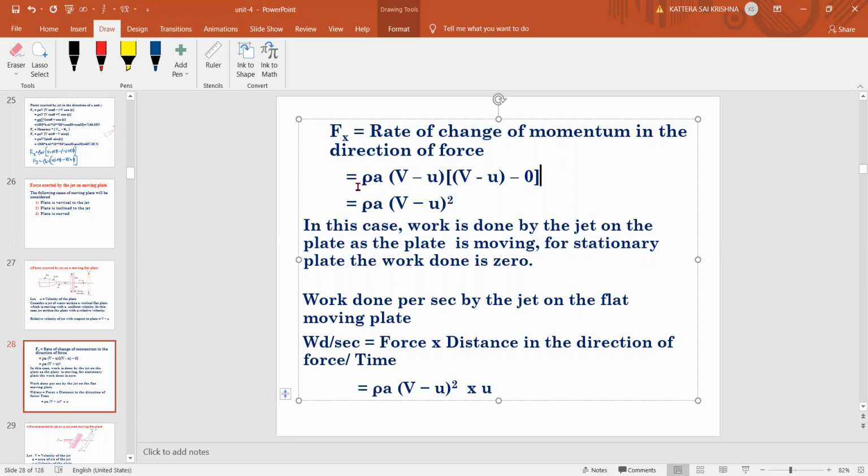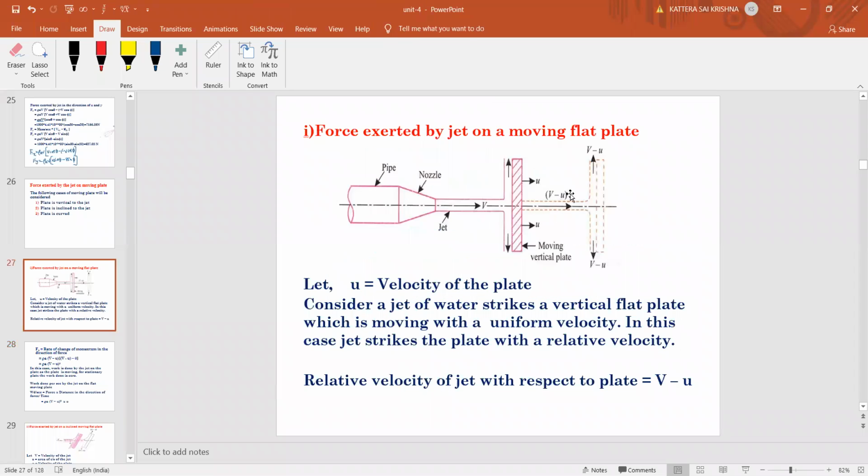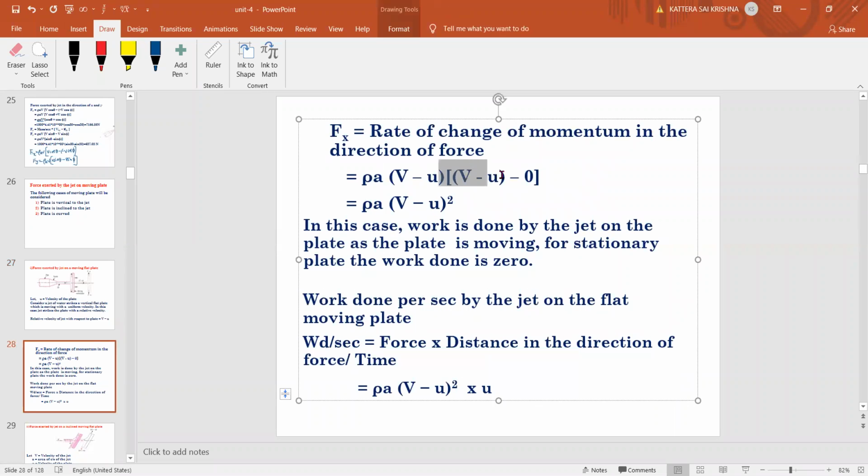So Fx is equal to the mass flow rate, that is rho a into (v minus u), into the initial velocity of the jet, v minus u, in the direction of the jet, and the final velocity in the direction of the jet when it hits the plate in the x direction is 0. After the jet starts hitting the plate in this position, the final velocity in the x direction is 0. So the initial velocity is v minus u and the final velocity is 0. Finally, Fx is equal to rho a into (v minus u) whole square. Any doubt in this?